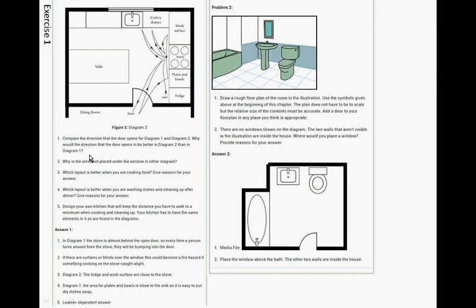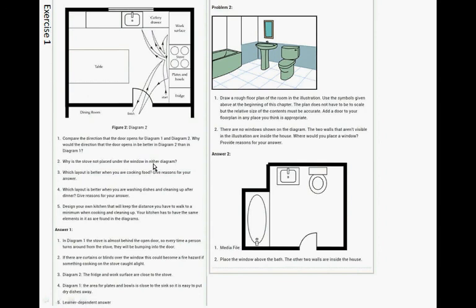Okay, this is the answer to exercise 1. Compare the door opening in diagram 1 and 2. Why? With the direction: in diagram 1, the stove is almost behind the open door, because remember the door is there. So every time a person turns around the stove, they will be bumping into the door.